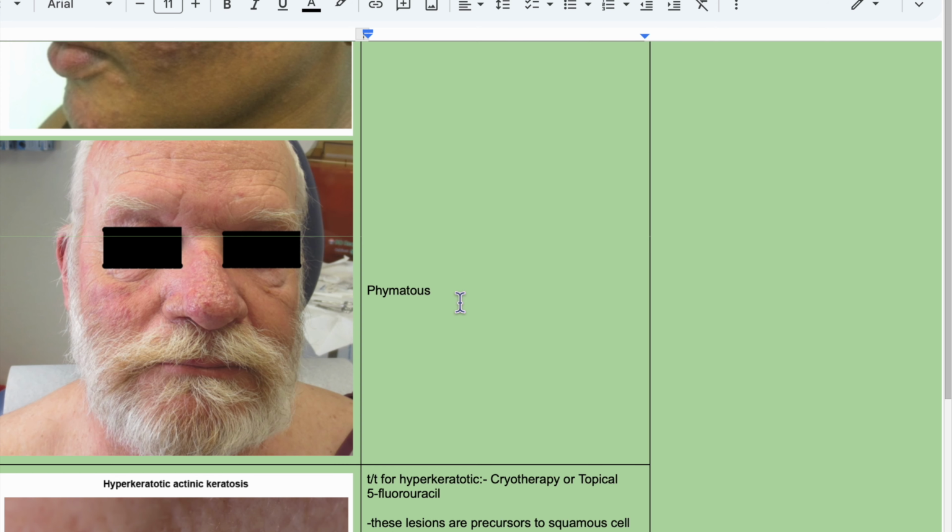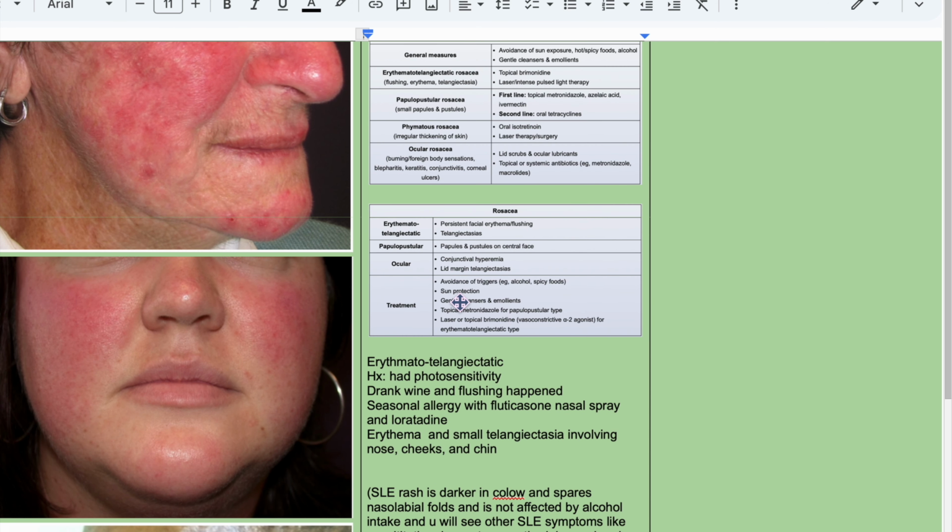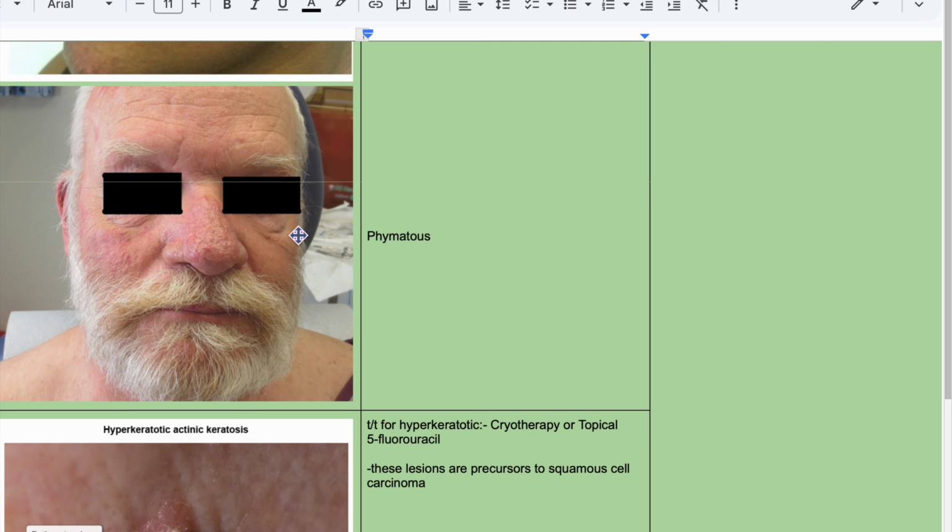This is phymatous type. This one, irregular thickening of skin. You give oral isotretinoin and laser treatment and surgery. Okay.